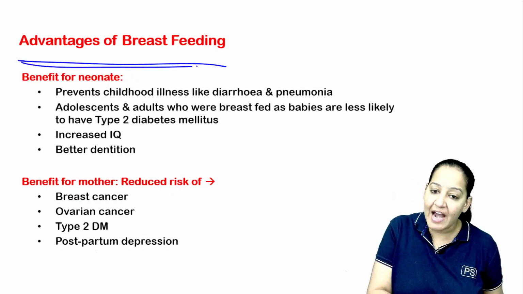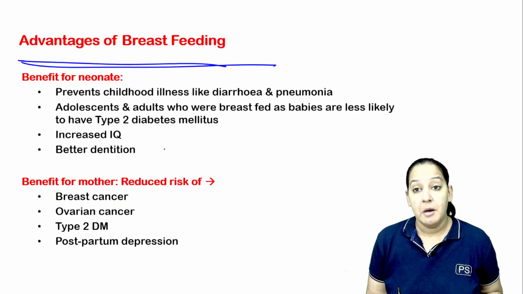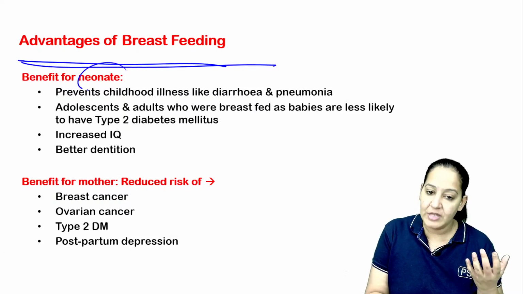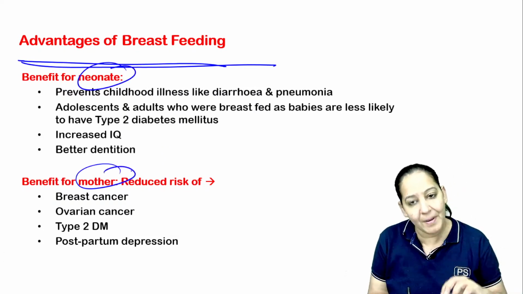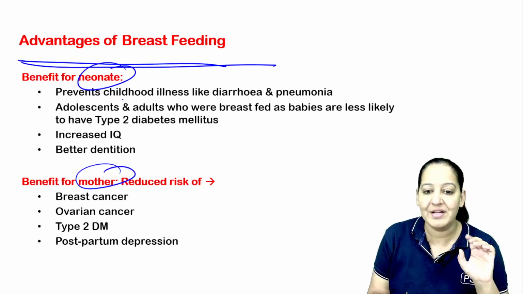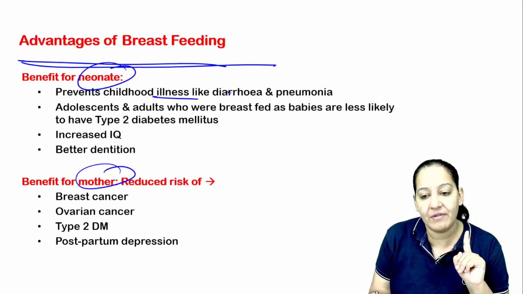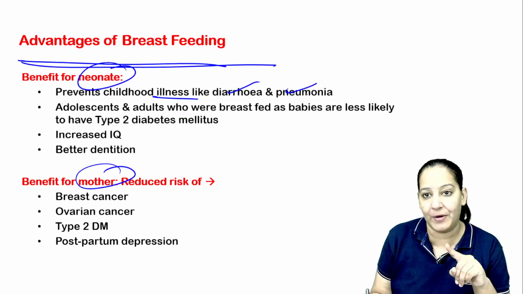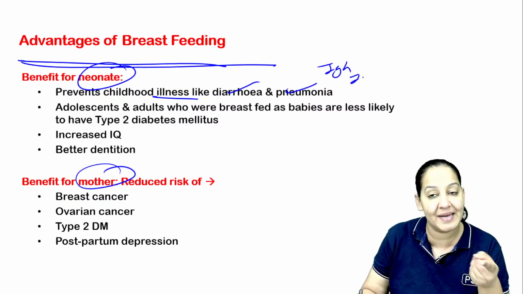Okay, so what are the advantages of breastfeeding? Breastfeeding is beneficial to the neonate, and it is beneficial for the mother also. How is it beneficial to the neonate? It prevents childhood illness like diarrhea and pneumonia because it contains antibodies. It contains IgG as well as IgA.